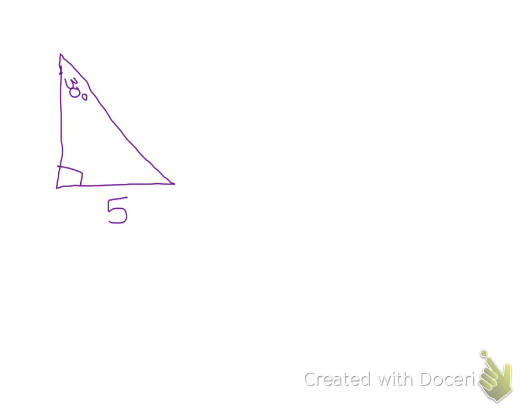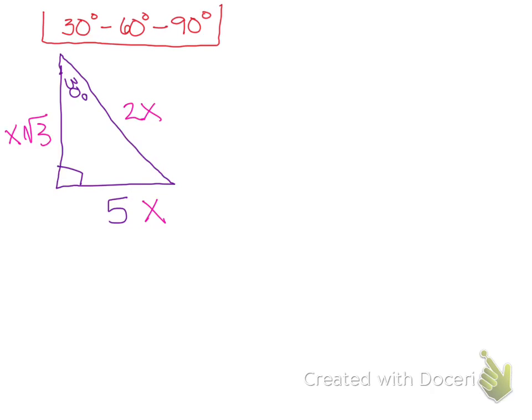First example, what kind of triangle is this? Well, I see a 30-degree angle and a 90-degree angle, so it has to be a 30, 60, 90 triangle. So the first step is to label the triangle. I know opposite 30 is X, opposite 60 is X root 3, opposite 90 is 2X. So I label it just like the picture at the beginning.